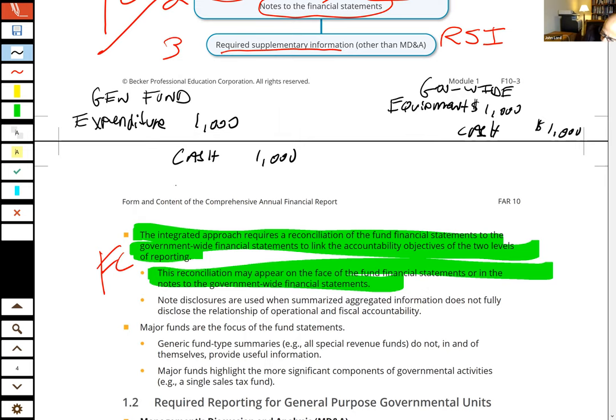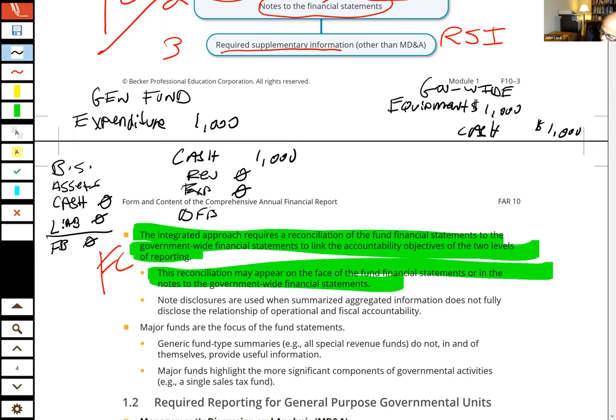So when I prepare the balance sheet of the general fund, what am I going to see under assets? Cash. How much cash do I have? Zero. I don't have any liabilities. So my fund balance is how much? Zero. Okay, good. When I prepare my statement of revenues, expenditures, and changes in fund balance, what am I going to show? I'm going to show that I have revenues zero, I have expenditures of zero, and I have a change in fund balance. I mean, not of zero, excuse me.